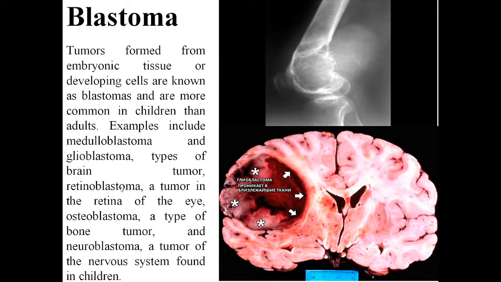Blastoma. Tumors formed from embryonic tissue of developing cells are known as blastomas and are more common in children than adults. Examples include medulloblastoma and glioblastoma, types of brain tumor, retinoblastoma, a tumor in the retina of the eye, osteoblastoma, a type of bone tumor, and neuroblastoma, a tumor of the nervous system found in children.